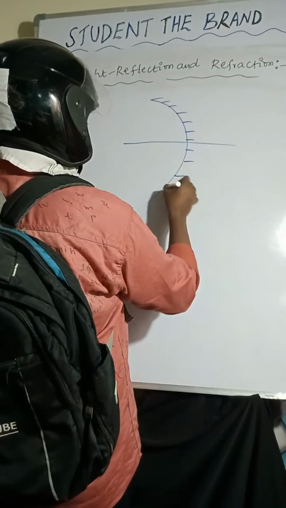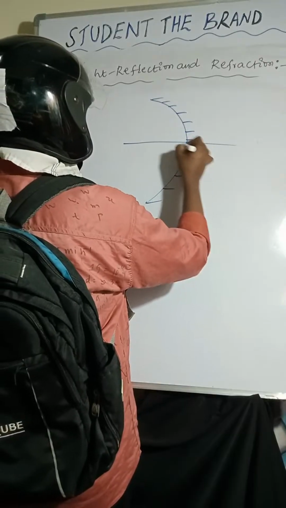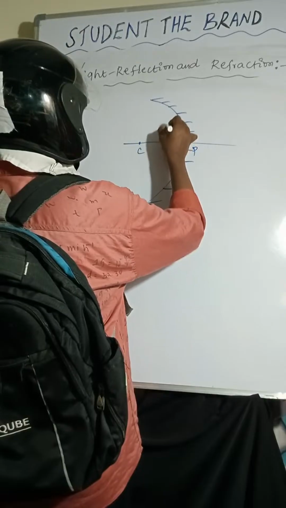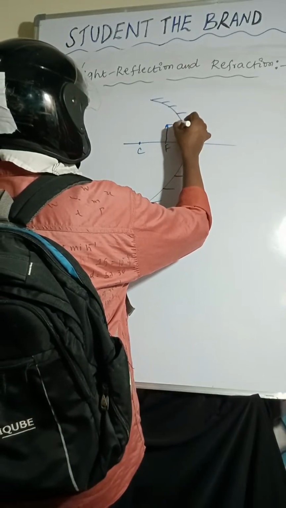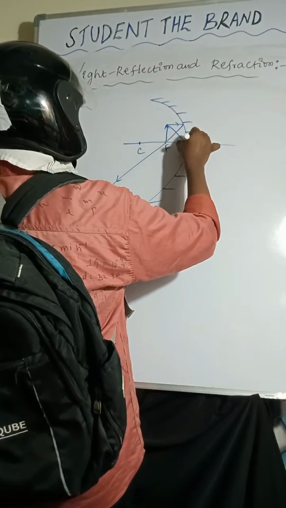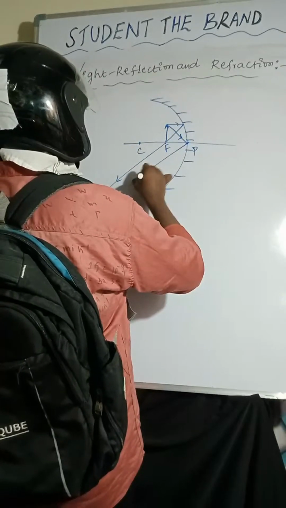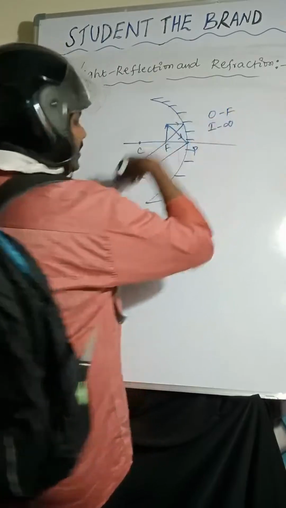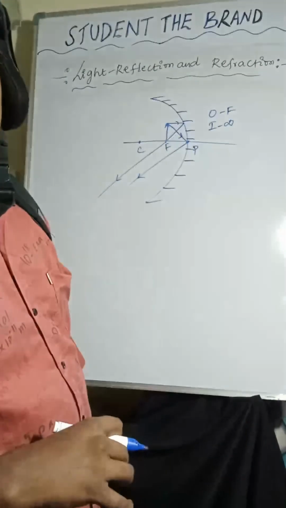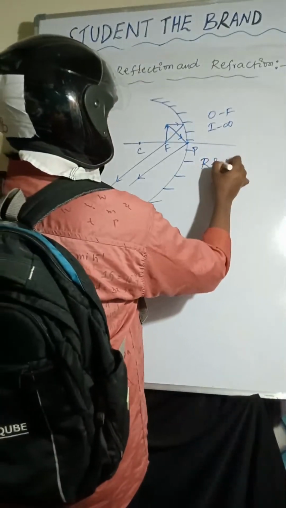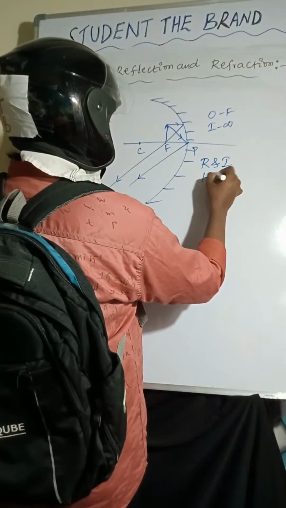So pole, focus, center of curvature. Object is placed at F. One light I am taking like this, passes through focus. Another light ray incident at the pole, it reflects back. Object is at F, image will form at infinity. Nature of the image is real and inverted and highly enlarged.